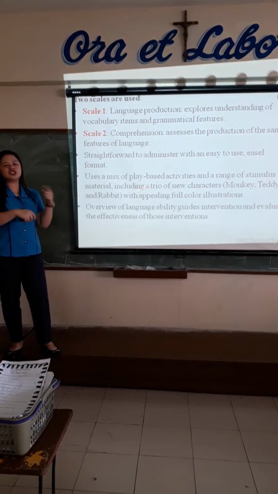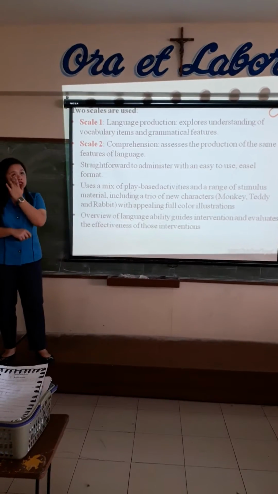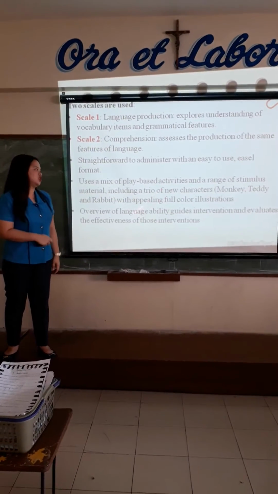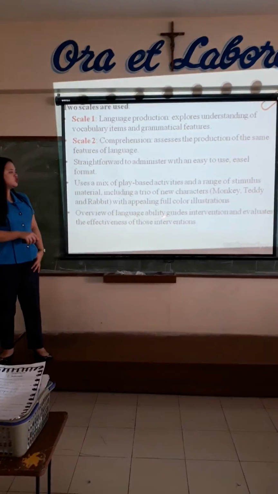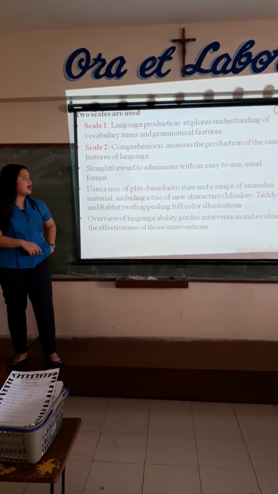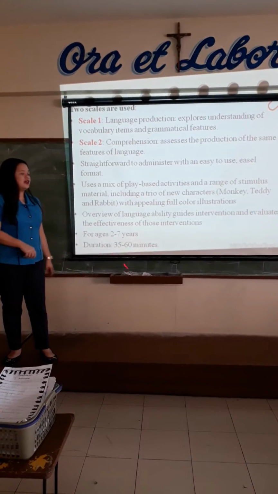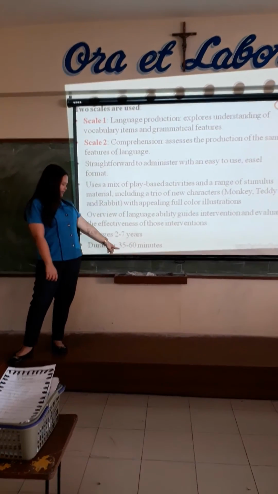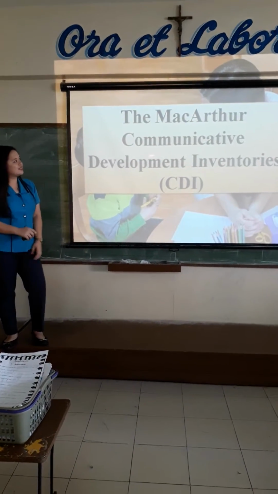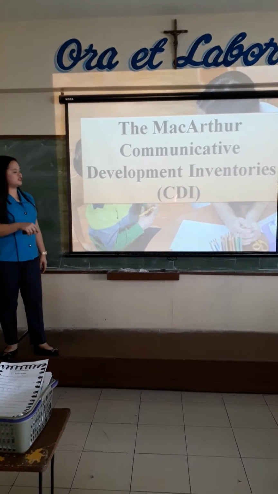This is easy to administer because it is straightforward, and it uses a mix of play-based activities that is suitable for every child. The overview of language ability guides interventions and evaluates the effectiveness of those interventions. It is for ages 2 to 7 years, and the duration of this assessment will last about 35 to 60 minutes. Last, the MacArthur Communicative Development Inventories, or CDI.